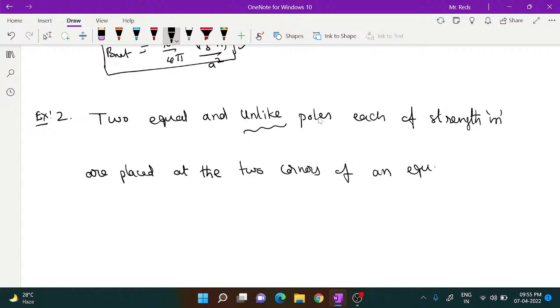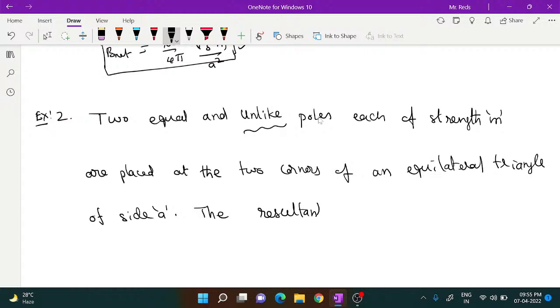An equilateral triangle of side a. The resultant magnetic induction at the third corner. The resultant induction at the third corner.